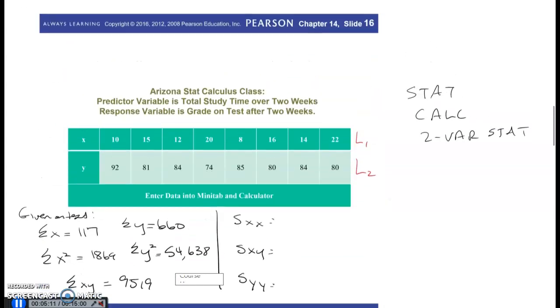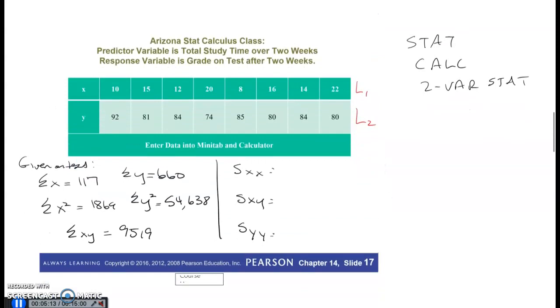Oops, lost my place. Hold on. So, the summation of xi squared is 1,869. Now, the summation of x, that squared, you have to first put down the summation of x, which is 117, square it, and divide by n, which is 8. If you calculate that, you should get 157.86.